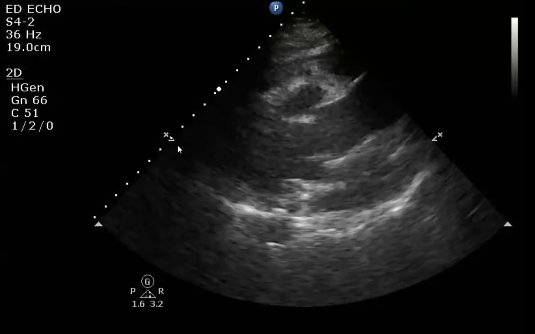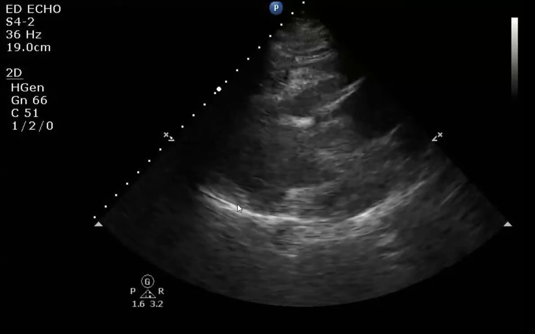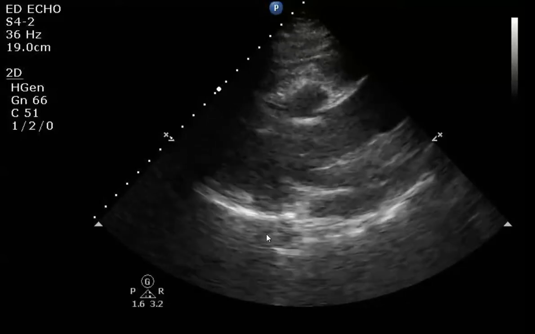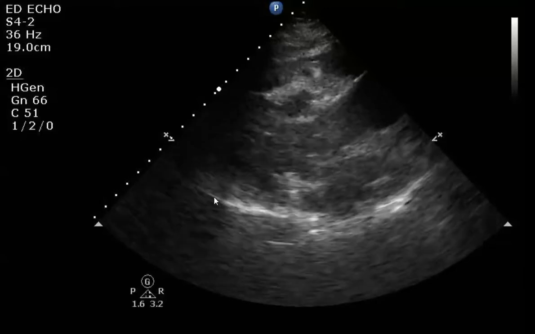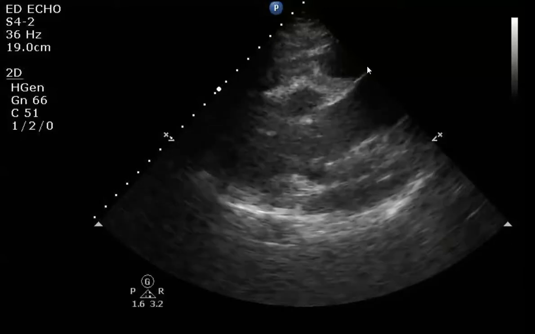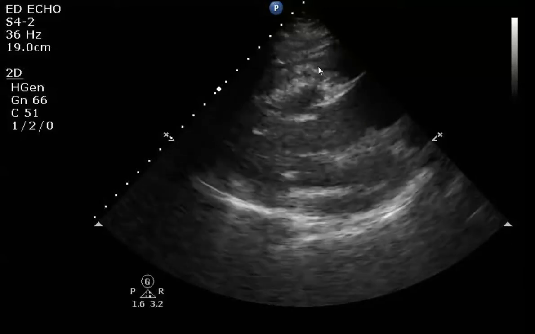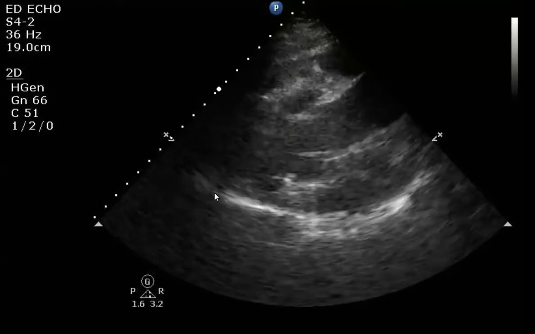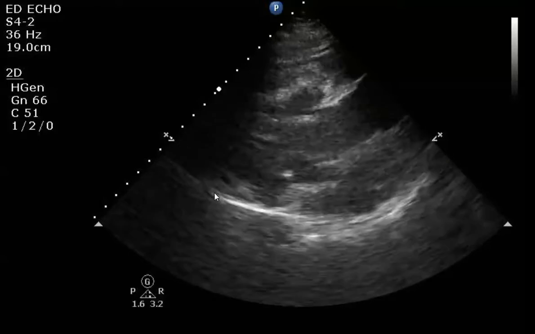And we always look posteriorly in this view for pericardial effusion, and we have the descending thoracic aorta here, and really no detectable pericardial effusion. There may be a little bit of fluid versus fat pad up here, but nothing circumferential and really nothing significant to note here.